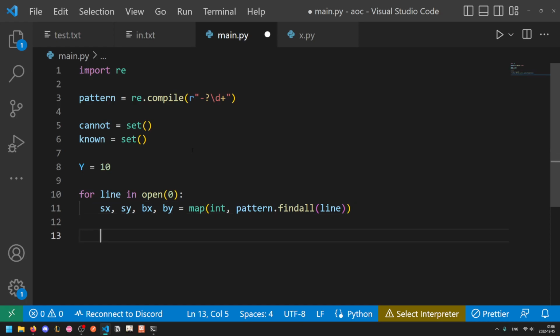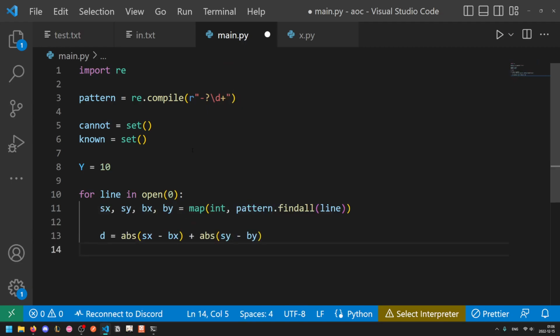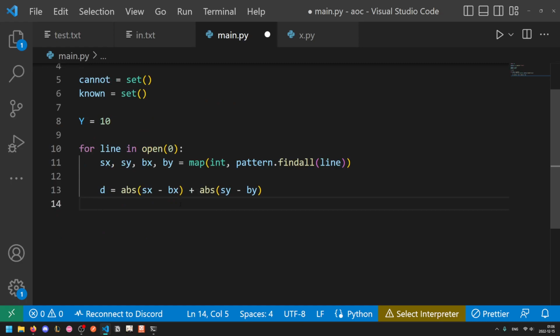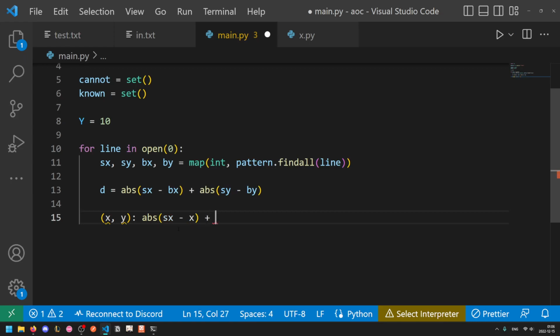So now, first we need to find the actual distance. So that would be the absolute distance between the sensor and the beacon along the x-axis plus the absolute difference along the y-axis. Now we need to compute the range of coordinates along the row y. So what is that asking? Well, we are looking for all x, y such that the absolute difference sx minus x plus absolute difference sy minus y is less than or equal to d. So that would be the diamond that we're looking for. Of course, y is fixed at capital Y. So we're actually only looking for x coordinates like this.